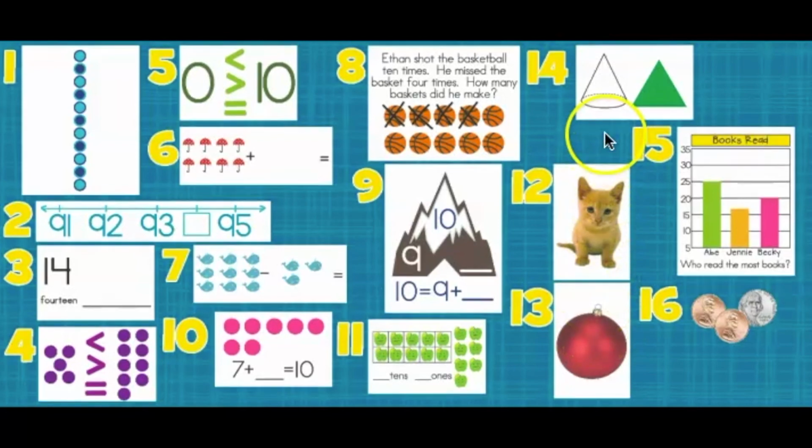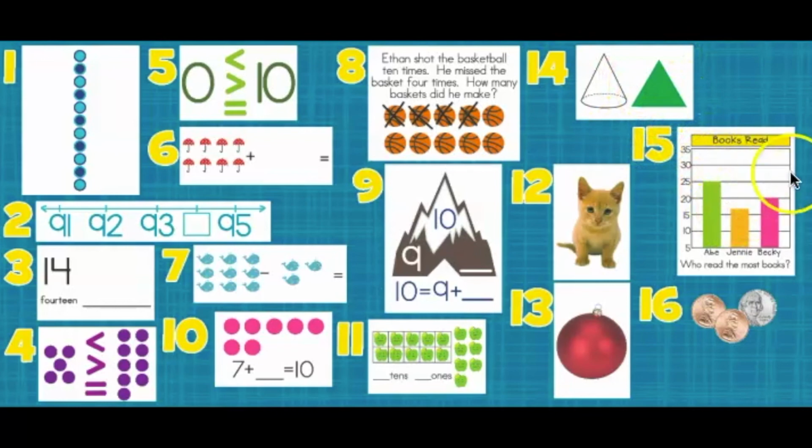Let's look up at number 14. What is this shape right here? That's an upside down ice cream cone, and so it's a solid shape. So we don't call it a triangle, we call it a cone. But this one is a flat shape, so what do we call it? A triangle. That's right, because there's 3 sides and 3 corners.